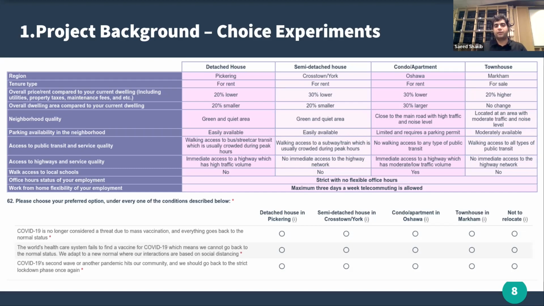So in our survey, we had these attributes in the first cycle, and we designed 18 pre-designed experiments, and each person randomly faced 9 of them, and we collected the data based on that. And people make their decisions based on 3 different pandemic conditions. One was going back to normal, two was adapting to the new normal, where everything is based on social distancing and just following the protective measures. And the third condition was going into another lockdown after another wave or another pandemic.